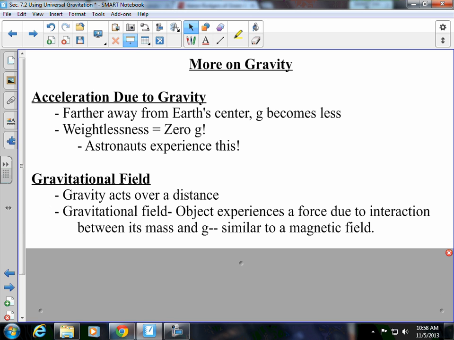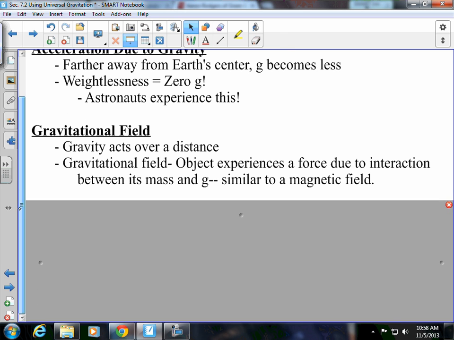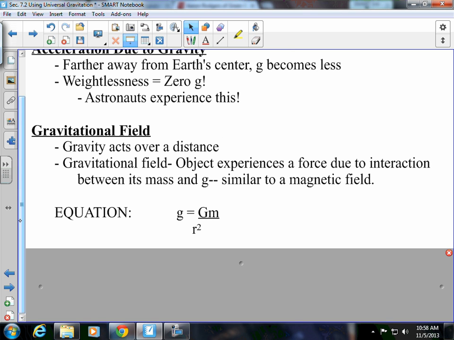Gravitational field spreads out equally over Earth, so you have to think of it all over Earth, kind of as a shell around Earth. Very similar to a magnetic field or electric field, which we'll talk about later in the year. So if you want to figure out a gravitational field, little g is equal to capital G times m divided by r squared. And you'll have a couple equations to use with that.